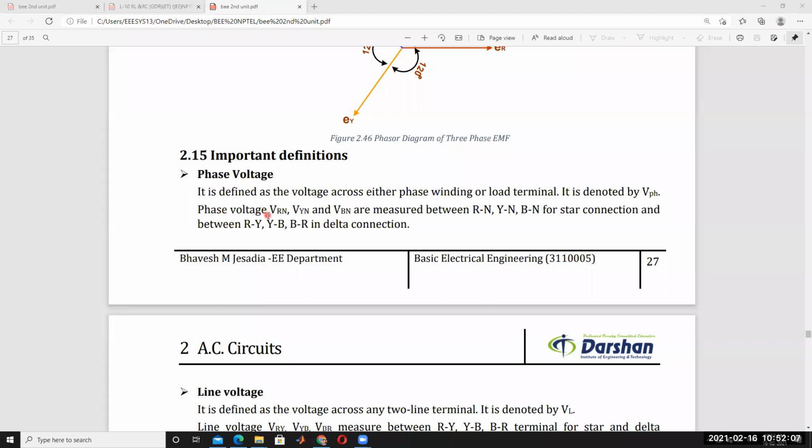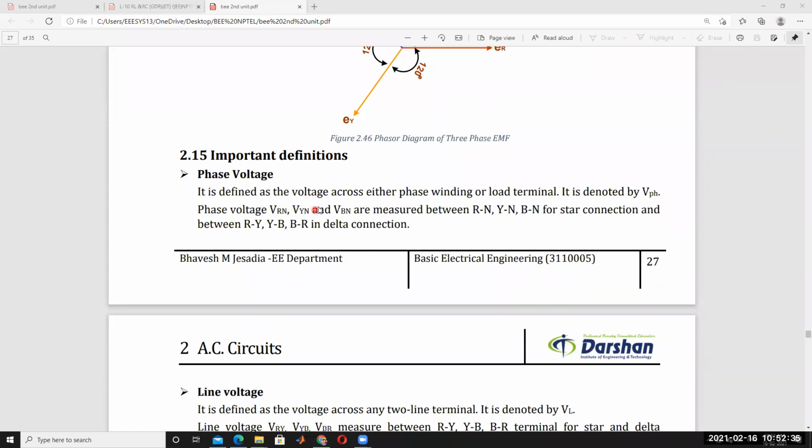The phase voltages are VRN, where R means one phase and N means neutral. That is called a phase voltage. And VYN, where Y is one phase and the other is neutral. And VBN is another phase voltage. So there are three different phase voltages. A three-phase system has only three phases: R phase, Y phase, B phase.